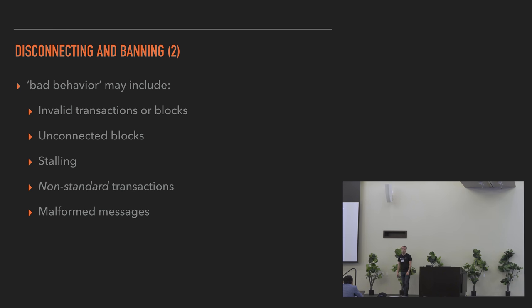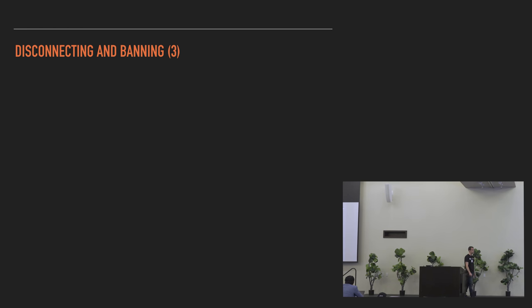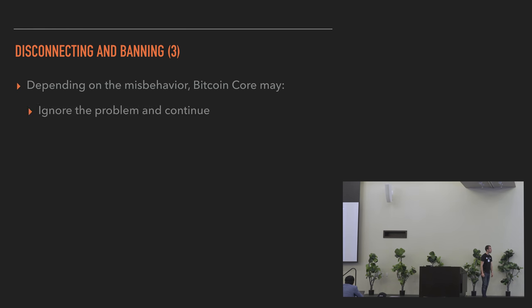Or we might just get malformed messages. We might get something that is actually complete garbage. So what do we do about that? We have a few options. We might just ignore that, right? Just drop the message and continue. Stay connected to the peer. Don't take any action. We could disconnect the peer immediately if it's something bad.